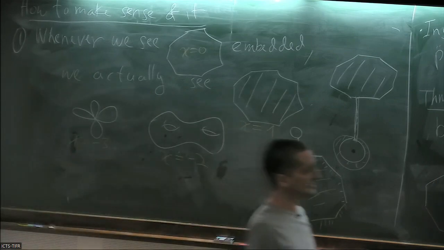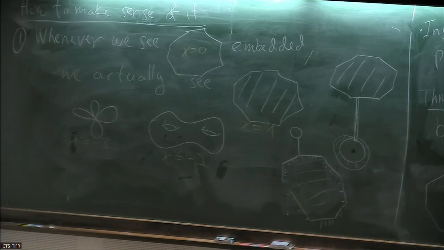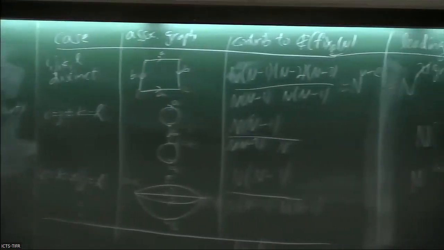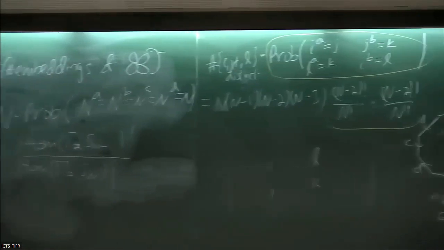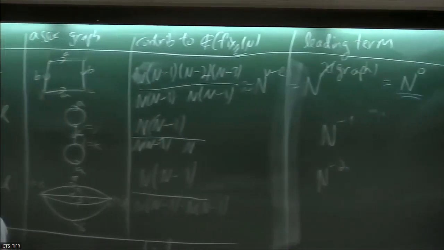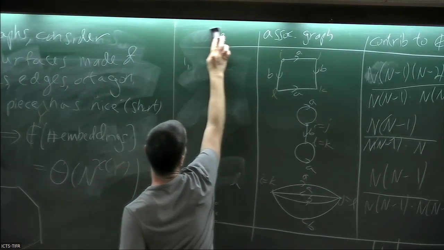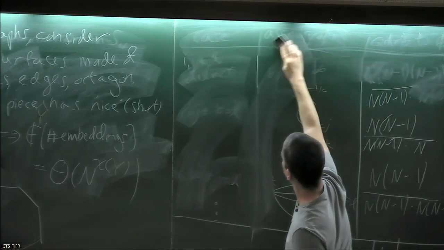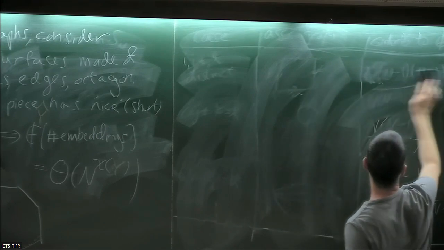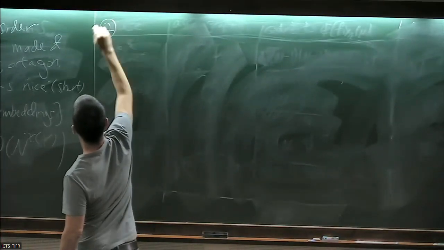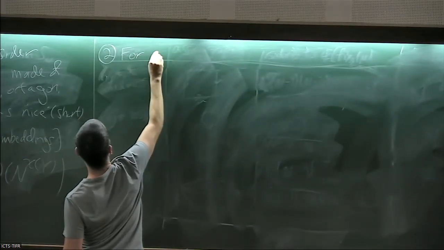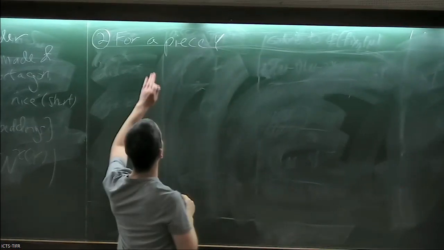We had this problem where the leading term doesn't match the Euler characteristic of the graph. But there's another way to fix this problem, and I'm glad that Nir already talked about Euler characteristics. So the second way is, instead of considering the Euler characteristic of the graph, we consider the Euler characteristic of the subgroup that it corresponds to. Okay, so for a piece Y.